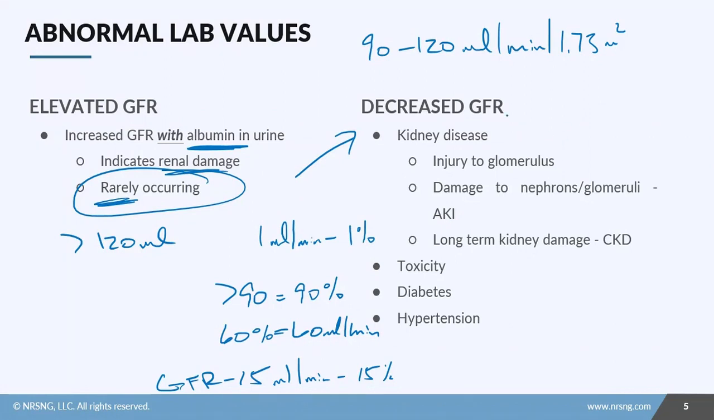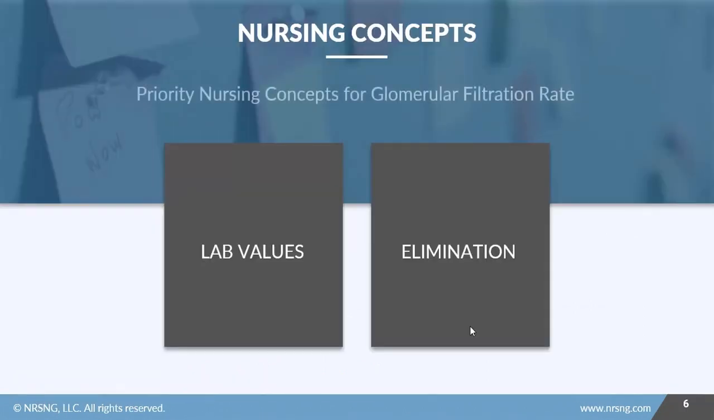So things that'll cause a decreased GFR. You've got kidney disease, so injury to the glomerulus. So this is the thing about the glomerulus. It doesn't happen in any other organ. So this is where you're gonna take a look. Also, if you have damage to the nephrons or the glomeruli, it could be indicative of something like an acute kidney injury. Long-term kidney damage like chronic kidney disease is going to affect your GFR. If you have toxicity, diabetes, or even hypertension, all of these will decrease your GFR. When we're talking about GFR, we're looking at these lab values and also at elimination because we're looking at our kidneys.